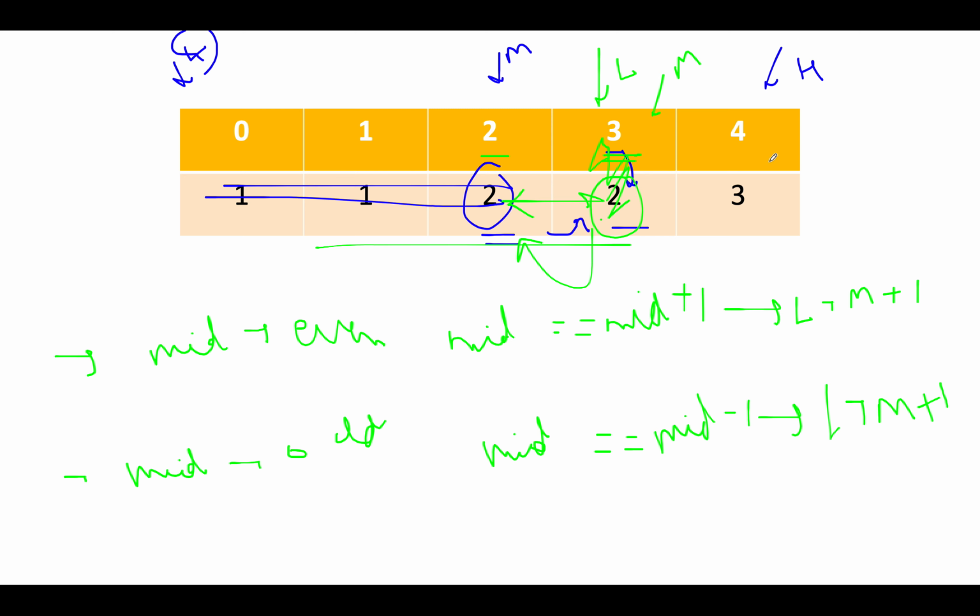And once we do that, low also points to 4, high also points to 4. The condition that low is less than high is breached and we receive at our answer, which is 3. Pretty simple and straightforward. Let's try to understand the reversal of this complete technique.